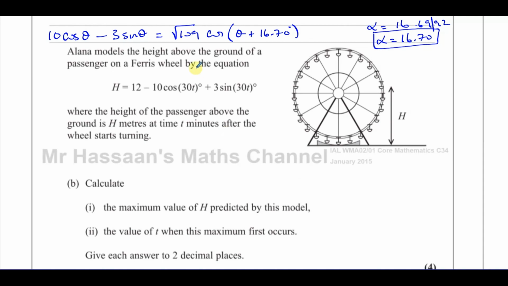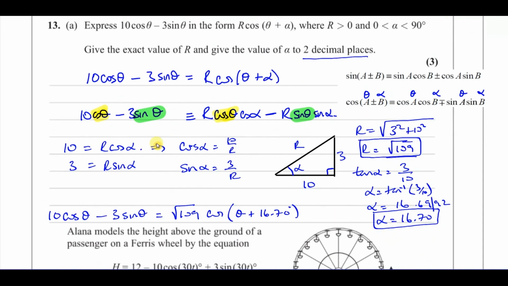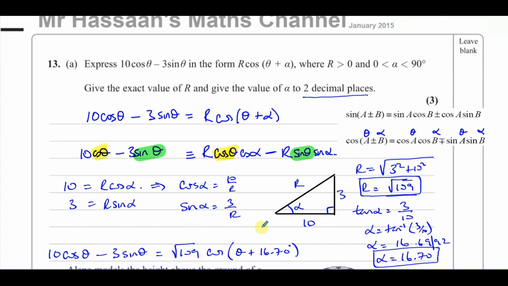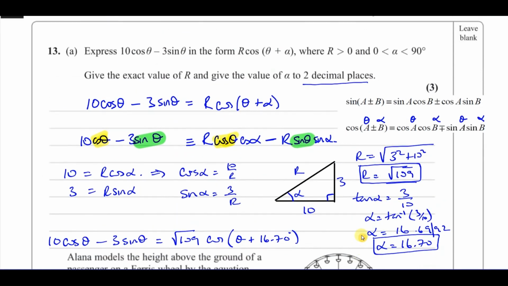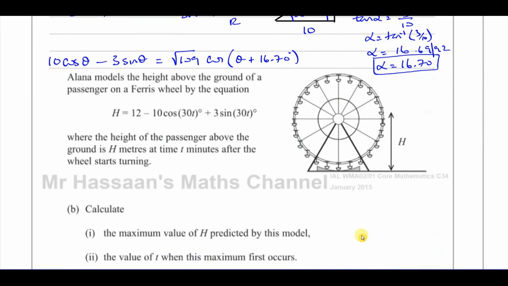So here, there's no mention of any connection between part A and part B. But in these type of questions, there always is a connection. So if we look at what they've given us and what we found, you can see here that there's a very great similarity between these things. This is 10 cosine theta minus 3 sine theta. So if you notice just this part, you have 10 cosine 30t degrees plus 3 sine 30t degrees. So it's almost the same, but the difference is the minus and the plus sign.